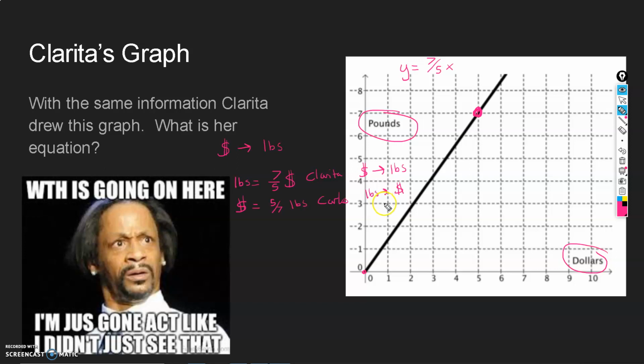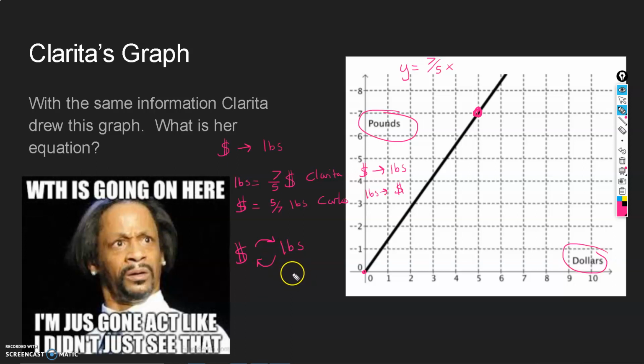Clarita says, okay, I have the map that goes from money to pounds. That's 7/5 times the money, and that'll give you the pounds. And Carlos is saying, great, I have the opposite direction, or the inverse equation, which says if you tell me how many pounds you want to buy, I can tell you how much it costs. So if you insert pounds to Carlos, he's going to multiply it by 5/7, and he's going to output how much money. So these are simply equations that go between money and pounds, and one goes in one direction and the other goes in the other direction.